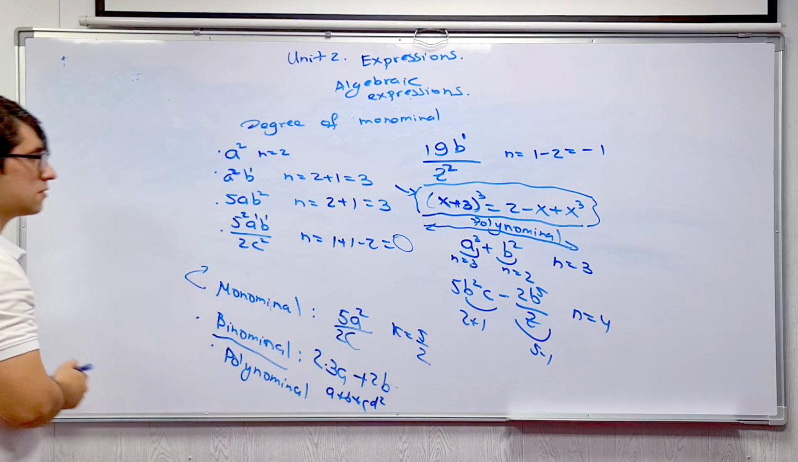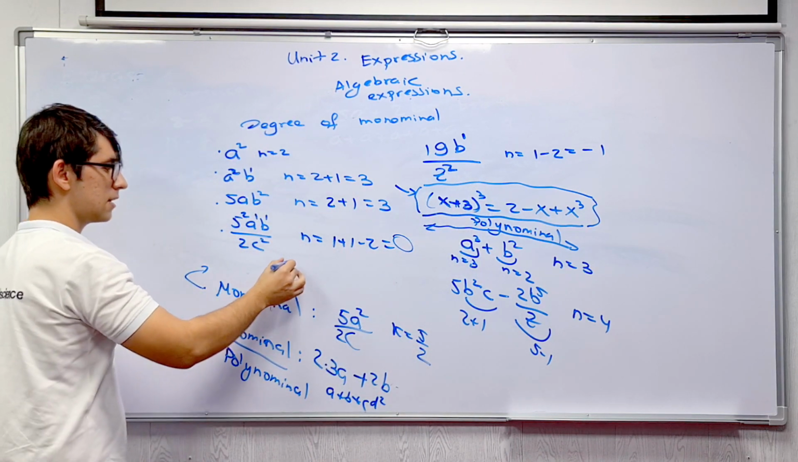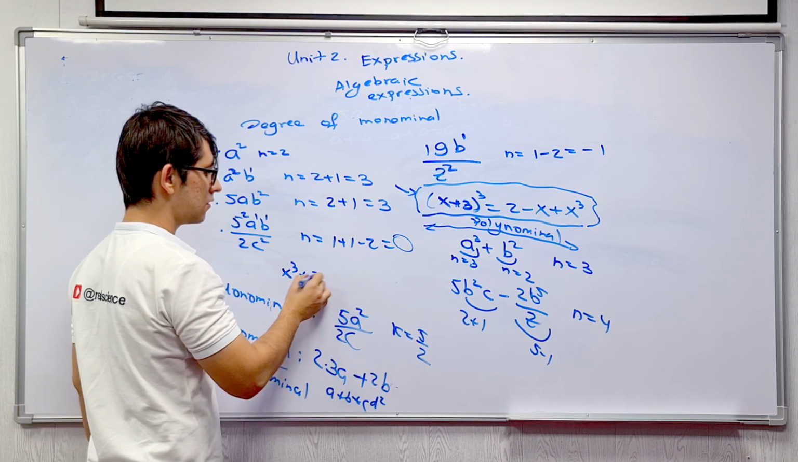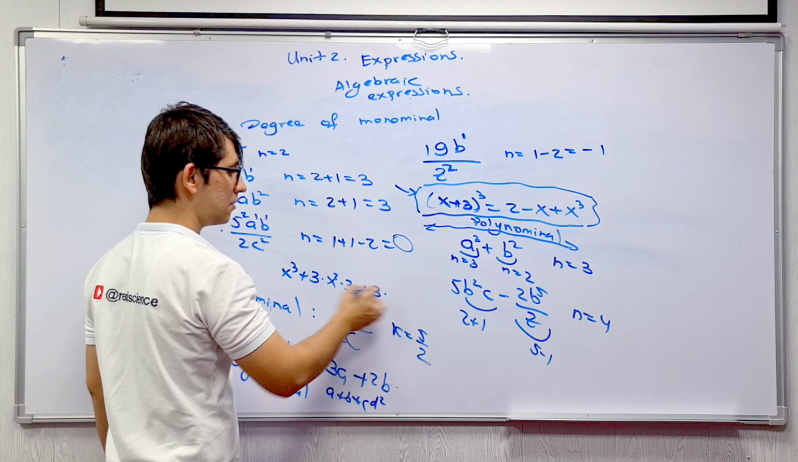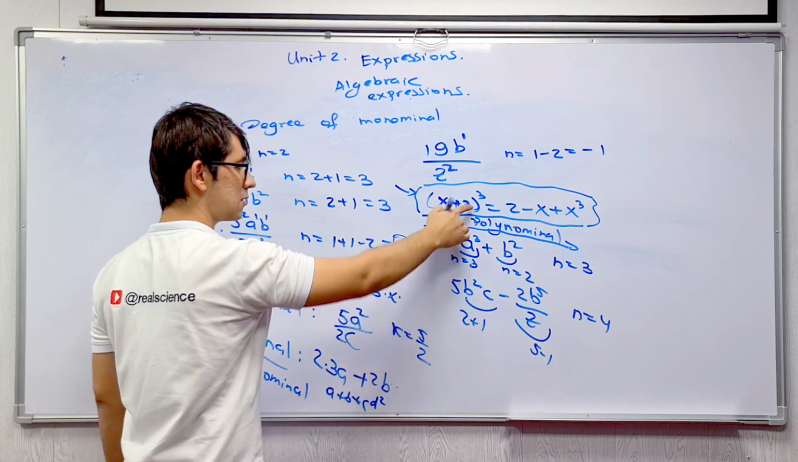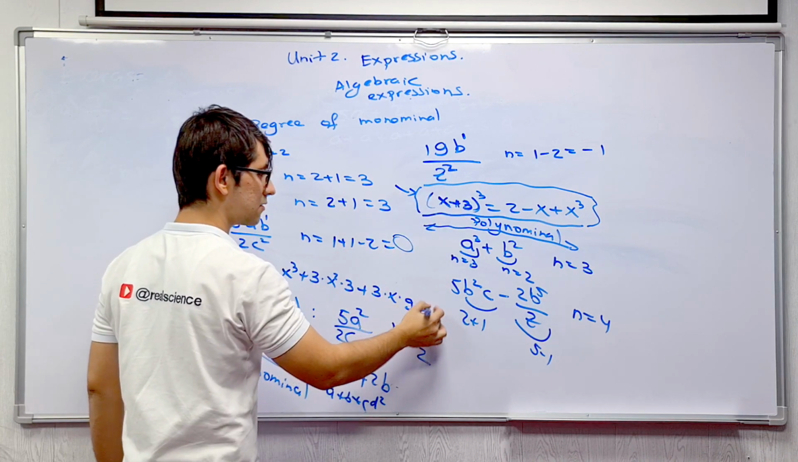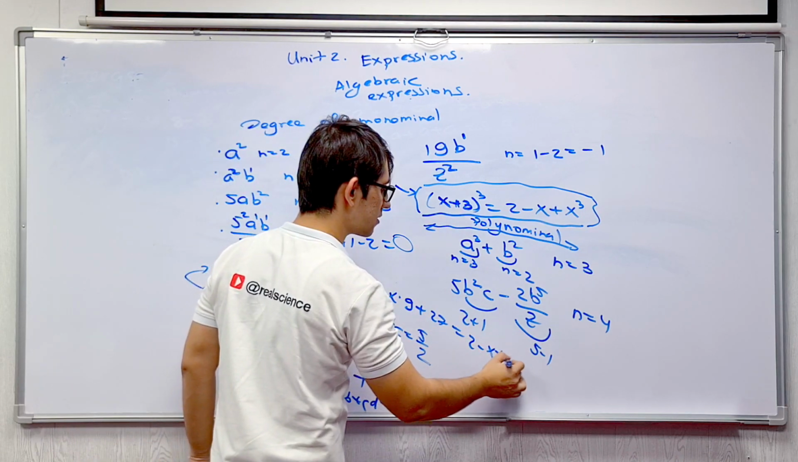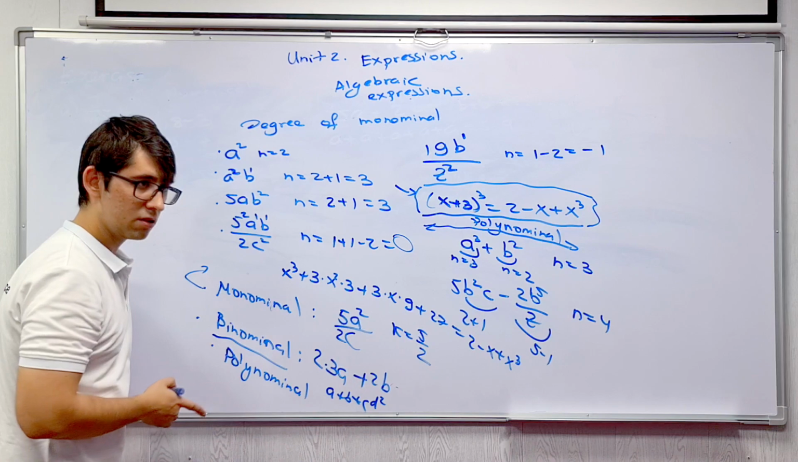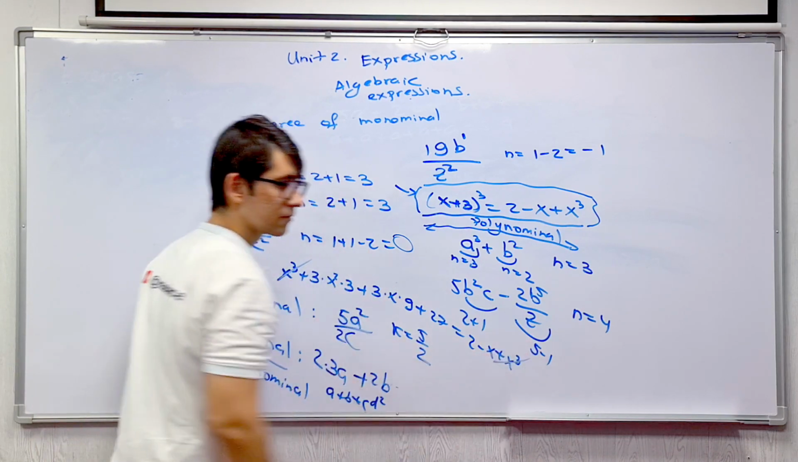Do you know this formula, students? x plus 3 cubed is x cubed plus 3 times x squared multiplied by 3, which is 9x squared, plus 3 times x multiplied by 3 squared, which is 9, plus 3 to the power of 3, which is 27. This equals 2 minus x plus x cubed, right? And here you face cancellation.